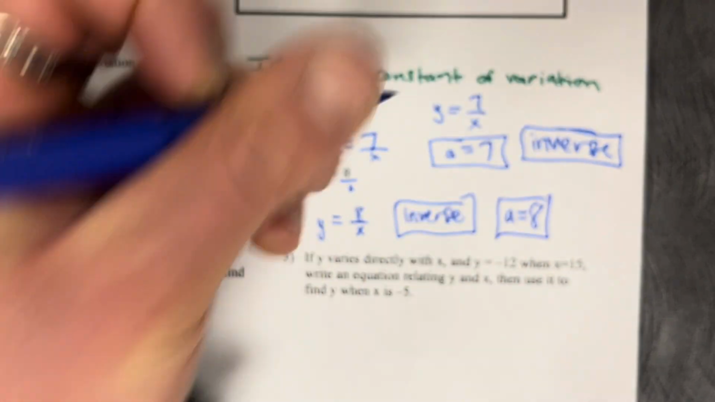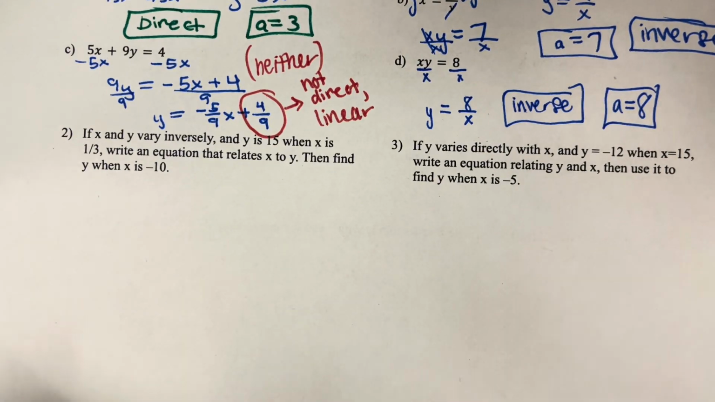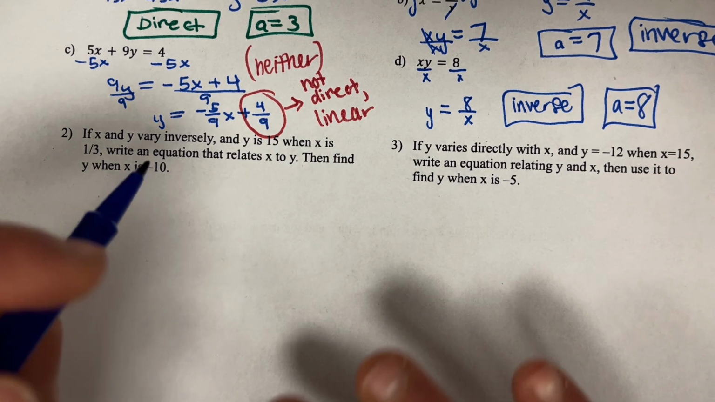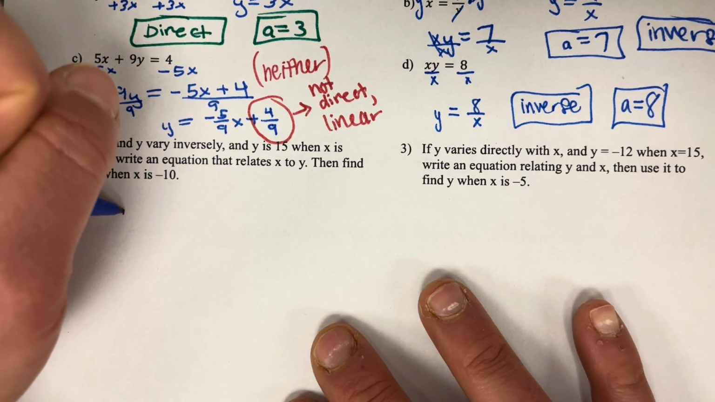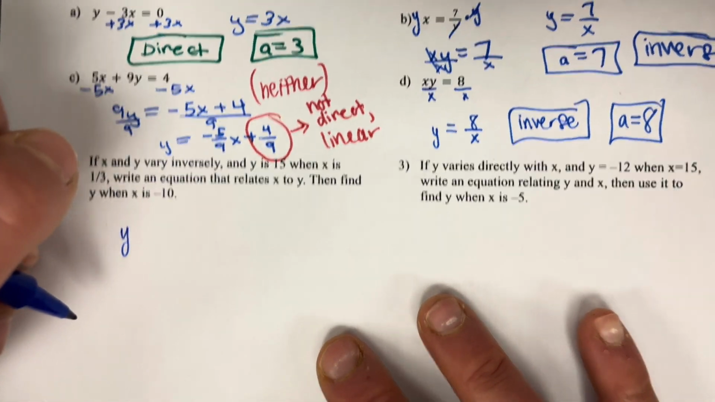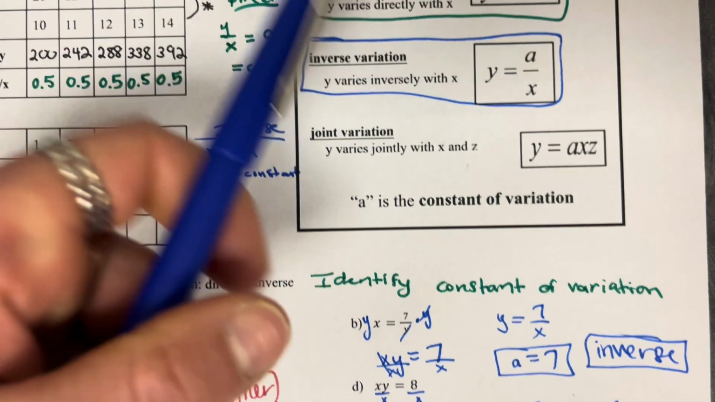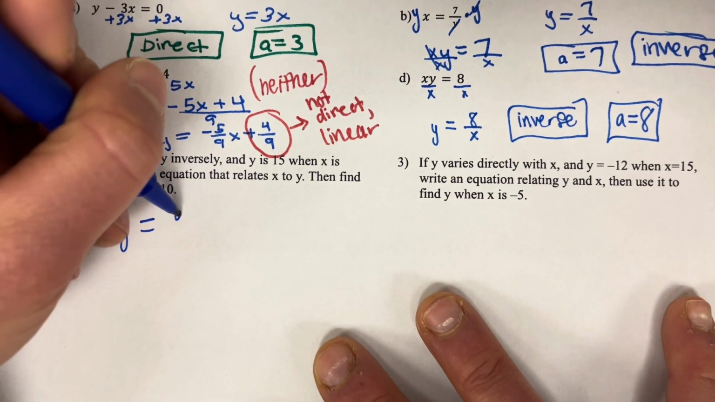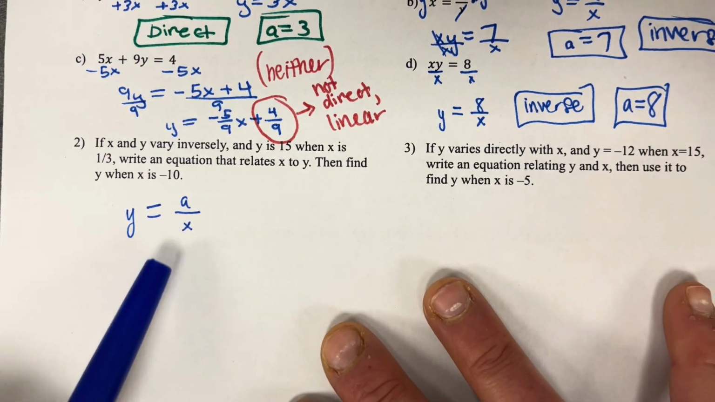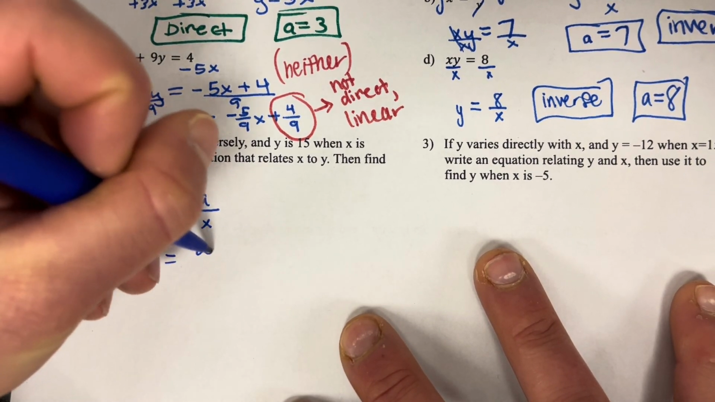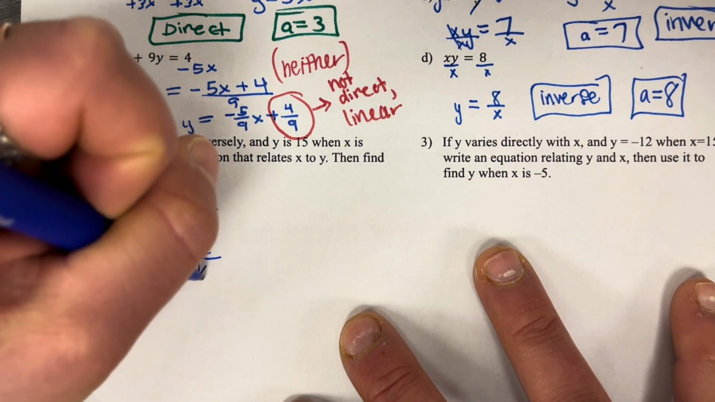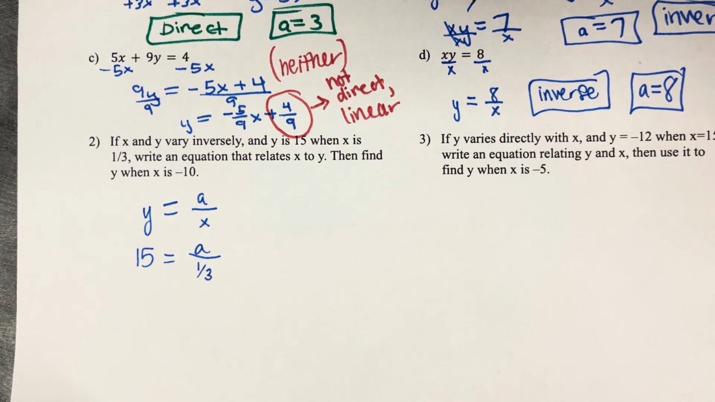Okay, next we're going to be writing some inverse and direct variation equations. So if x and y vary inversely and y is 15 when x is 1/3, write an equation that relates x to y. So we're going to start off with our inverse variation equation, y equals a over x. And then we're going to plug in the numbers they give us. So y is 15, a we don't know, and x is 1/3. And then we're going to solve for a.